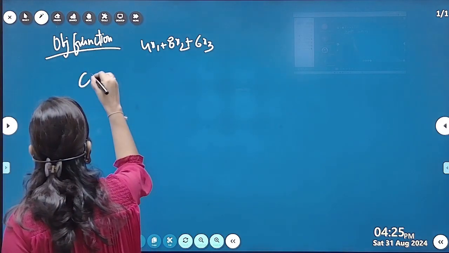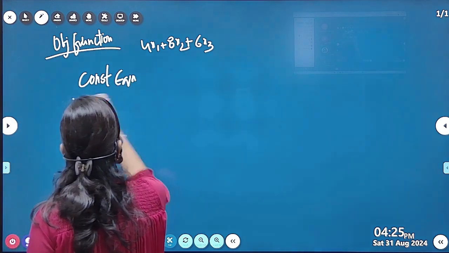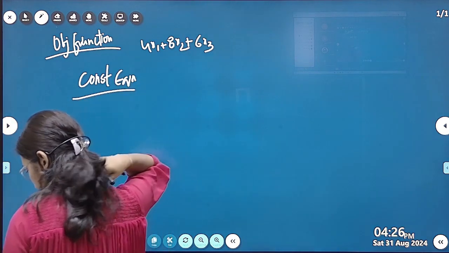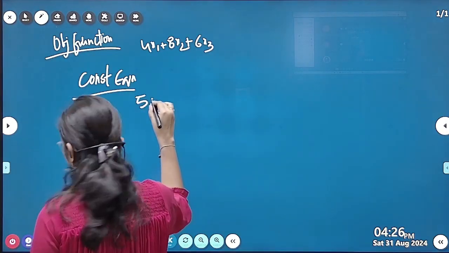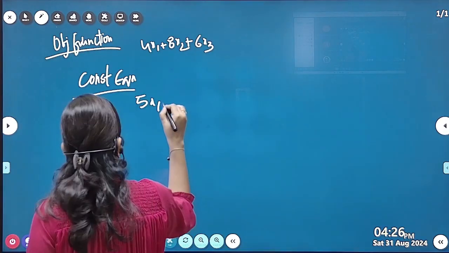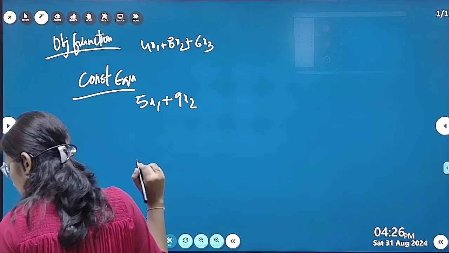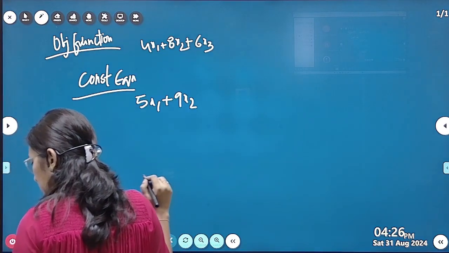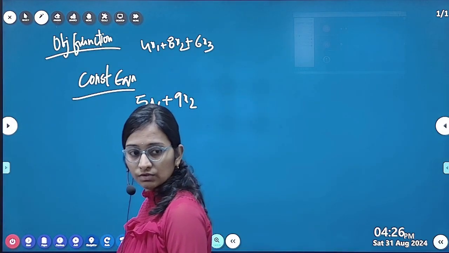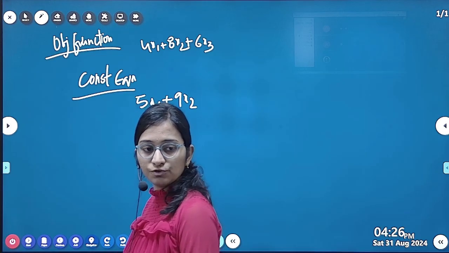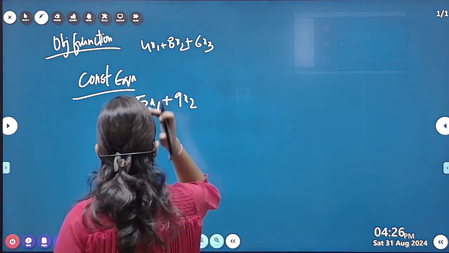Constant equations are, tell me the constant equations. 5x1 plus 9x2. Nothing is there. So 1 will be s1. So you will add s1 in the first equation, s2 in the second equation, and s3 in the third equation, right? So next.